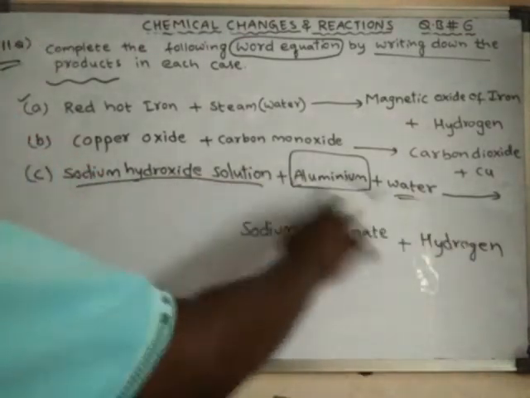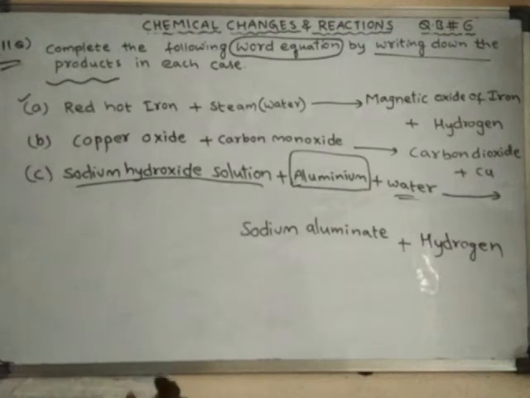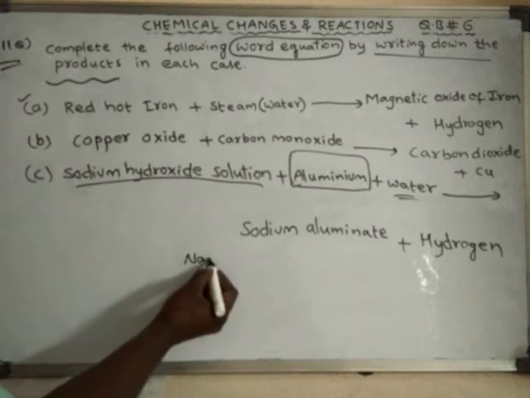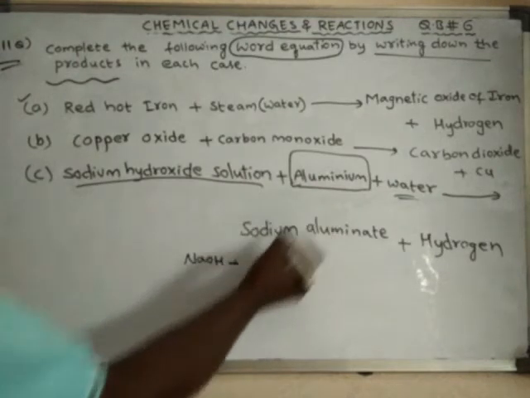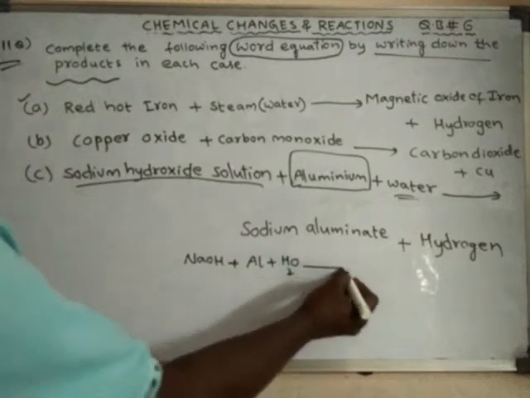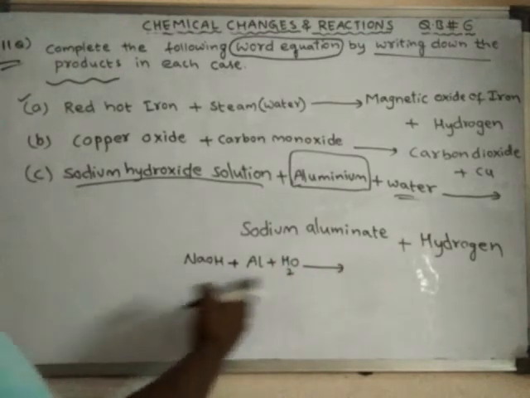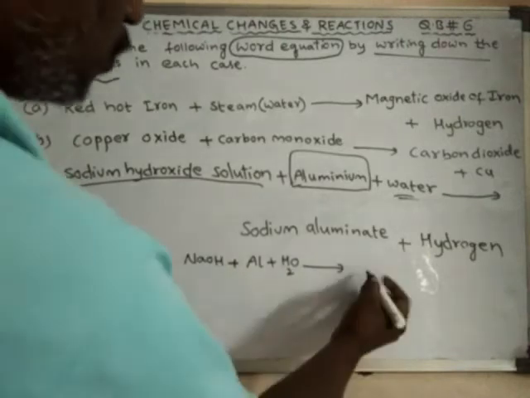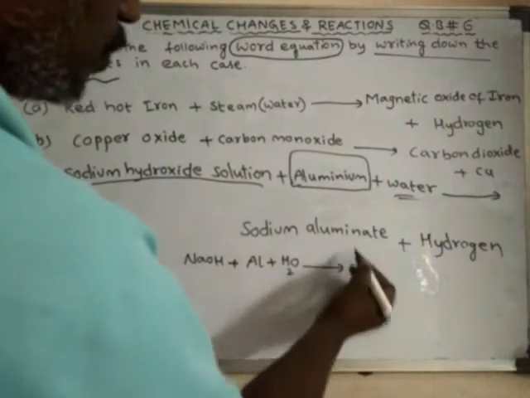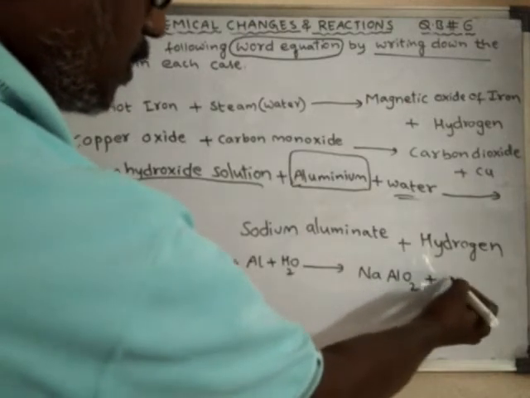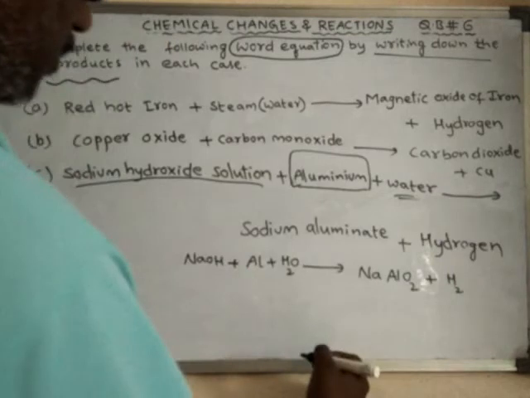So if you write this in chemical equation form, what is the formula of sodium hydroxide? NaOH, okay, aluminum and water. So this is NaOH and water, an aqueous solution of sodium hydroxide. Now it forms sodium aluminate. What is the formula of sodium aluminate? NaAlO2, and hydrogen gas is liberated.